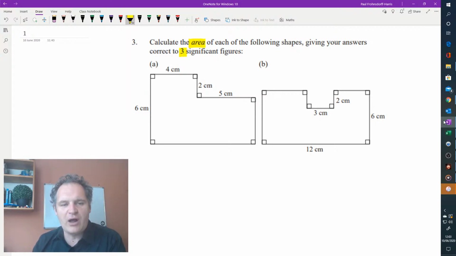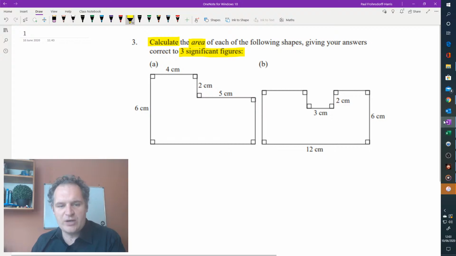So these are the key bits. I always feel that underlining the maths helps you take apart a question. It says calculate. This does not mean use a calculator, although it doesn't say whether you can or can't. But it does say calculate means to work out. The area is the space inside each of the following shapes.